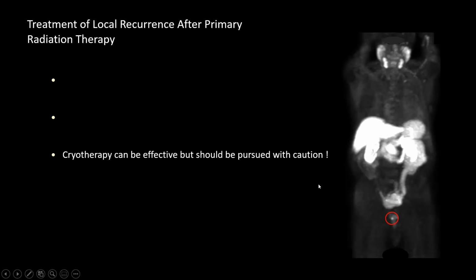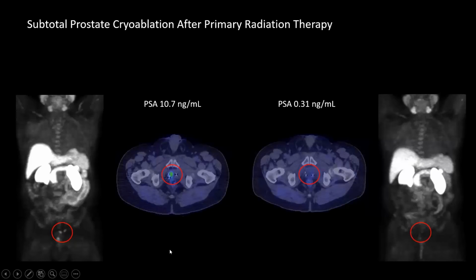Cryotherapy can also be used to knock out recurrent disease in the prostate. That means taking a tool and freezing the tumor. This is an example of a case done by Dr. Lance Minders here at Mayo Clinic. This patient had a PSA of 10.7.